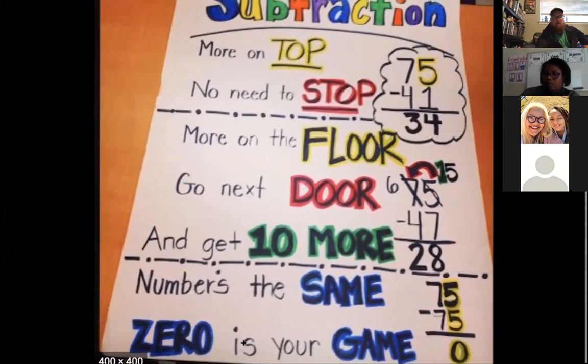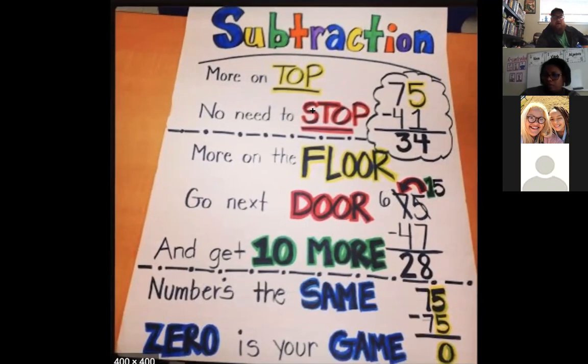And at the very bottom, we have numbers the same, 0 is your game. It talks about how the numbers are the same, so the answer is 0. This is one of the anchor charts that I have them write down. You're more than welcome to have them write it down again. Have them copy it. If you want to make a poster of it, put it in the class or in their room, you're more than welcome to do that as well.